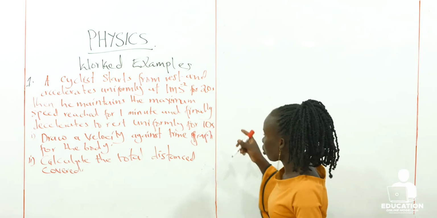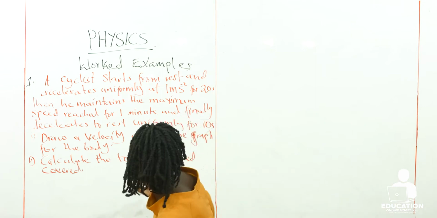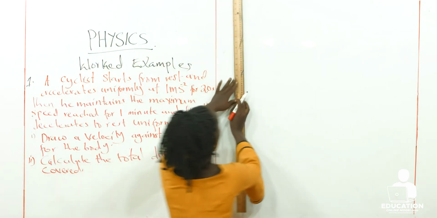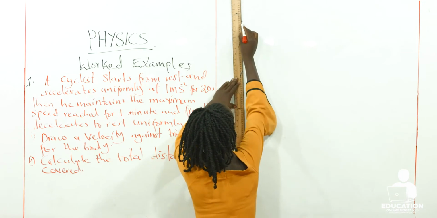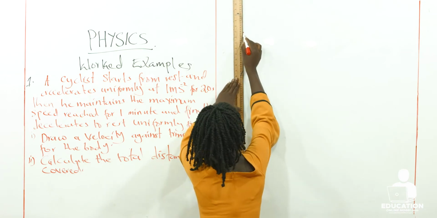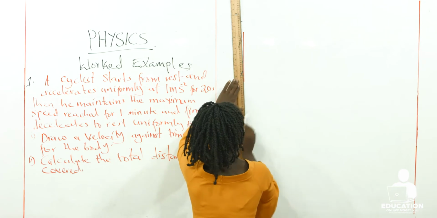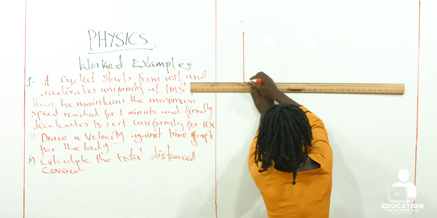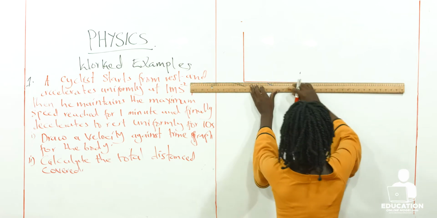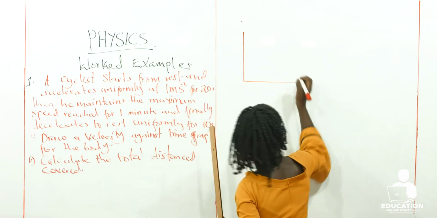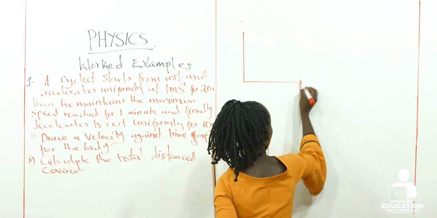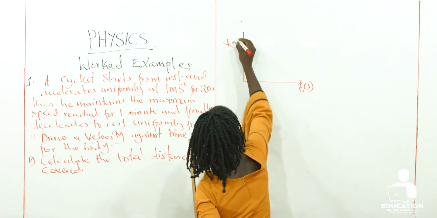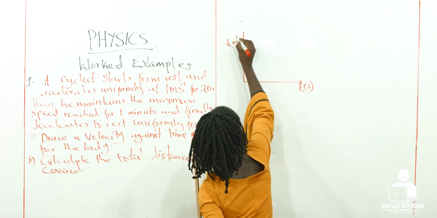The first thing is we are going to have our y-axis, and then we shall have our x-axis. If we have it like this, and then we have this here, this one is taking our time in seconds, and this is velocity in meters per second.